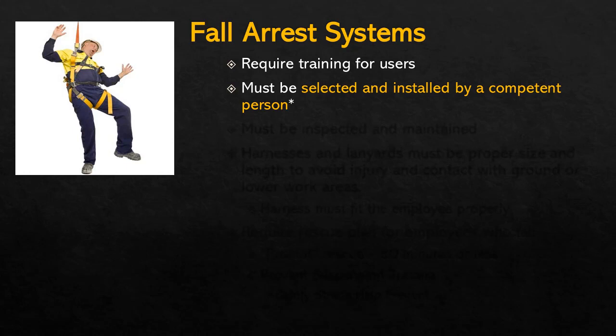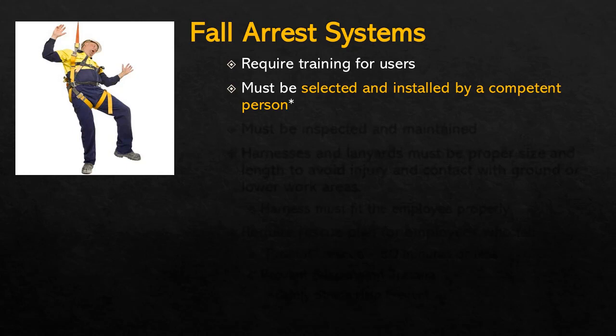Basically, it means someone who has the training and knowledge and experience to be able to recognize what's feasible, what's not, how things are supposed to work, and what some of the signs are that a system is not working the way it's supposed to work. So being a competent person, again, it's not like a certificate program or anything like that, but it's a performance-based standard where, based on your training, knowledge, and experience, you can assess whether a personal fall arrest system is being installed and used correctly.